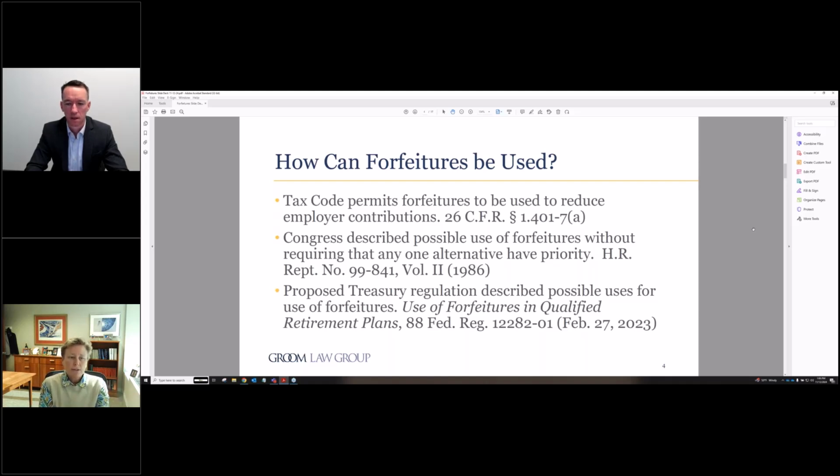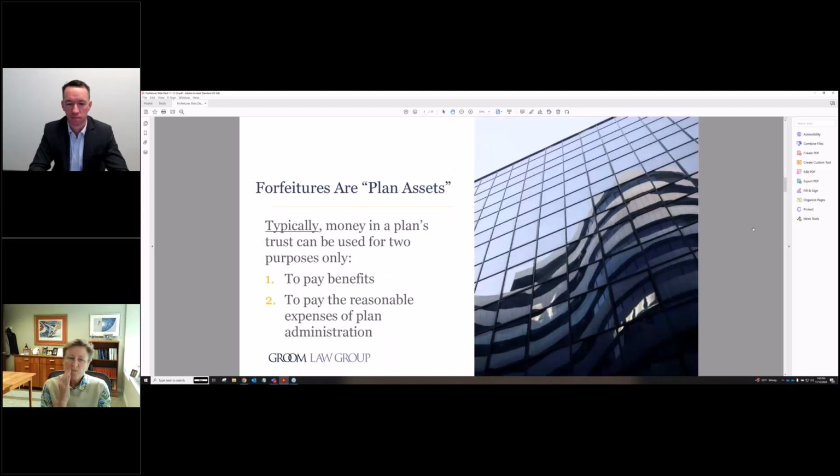So let's talk then about, this is what the tax code says, what Congress says, what do people do with forfeitures, and how do we think of them? We can move on, I think, to the next slide.